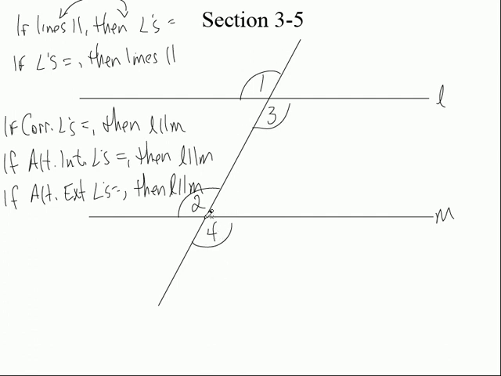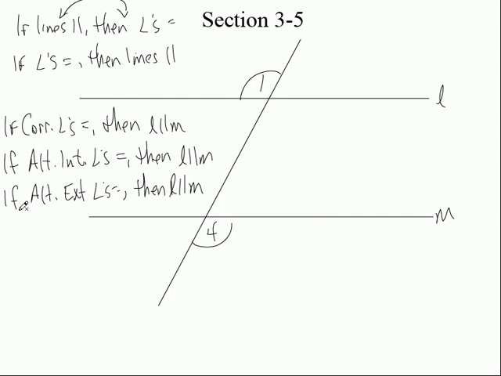So if 1 and 4, let's say that's the only thing I knew. I didn't know any of this other stuff. All I knew is that 1 and 4 were equal to each other. What can I say about these two lines? I can say that they're parallel to each other. Because why? Because they're alternate exterior angles. Guys, listen, please. They're alternate exterior angles, and if the alternate exterior angles are equal to each other, then the lines have to be parallel.